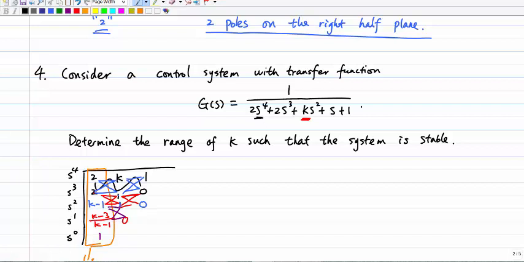Then we put all the coefficient numbers in. So we have 2, 2, k, 1, 1. So it's 2, 2, k, 1, 1.